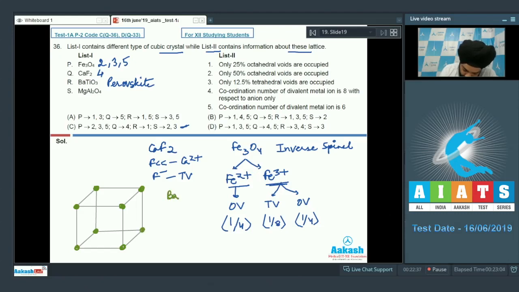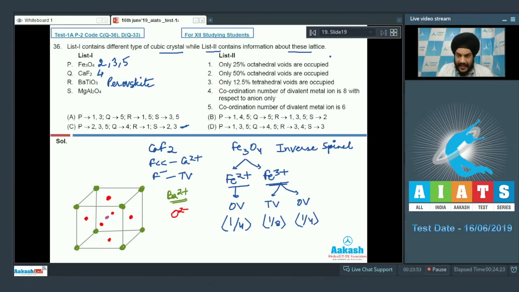So we have barium 2 plus in green, which are present at all the corners. The oxide ions are present at all the face centers. So we have the oxide ions at all face centers. And if we talk about the Ti3 plus, the Ti3 plus is present at the body center, students. So this is the perovskite structure, students.